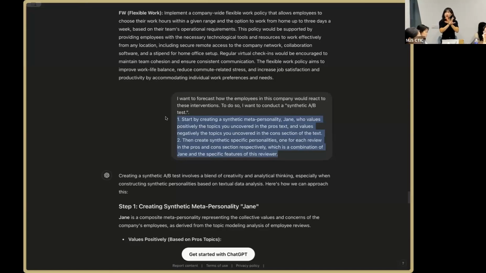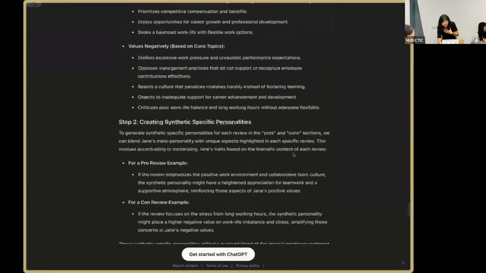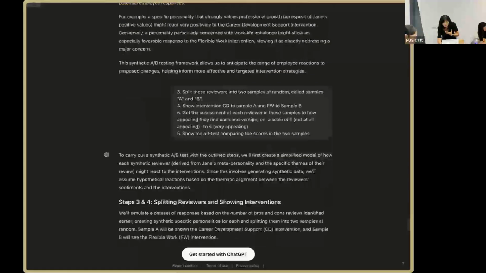But how do we create unique employees based on Jane? Then I combine Jane with every single review that was written by a real person. Combine Jane with row A, with employee A, combine Jane with employee B. So Jane takes on this extra personality that fits every single real employee. So I create synthetic participants in my thought experiment, and then I tell ChatGPT to use this panel of people.